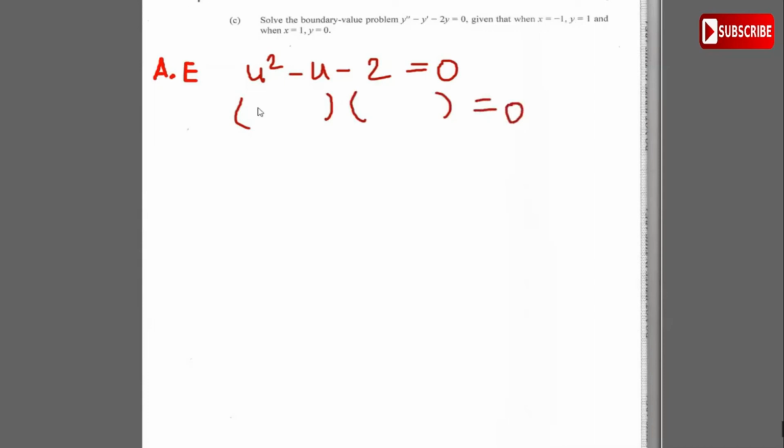And so you get u. Solving this characteristic polynomial, it has to be 2 and 1. Signs are different, the product is negative, so minus and plus. So what you're getting is u is equal to minus 1, or u is equal to 2. U is either minus 1 or u is 2.